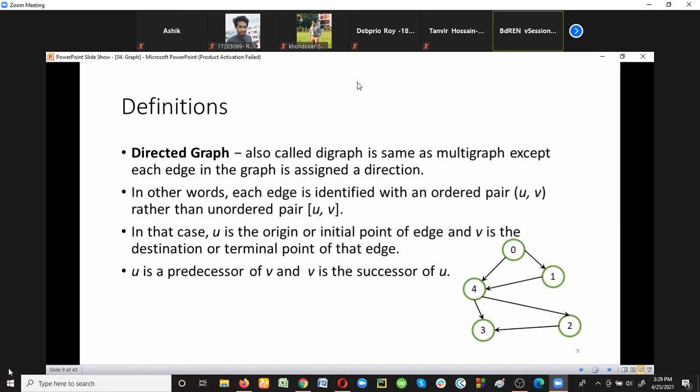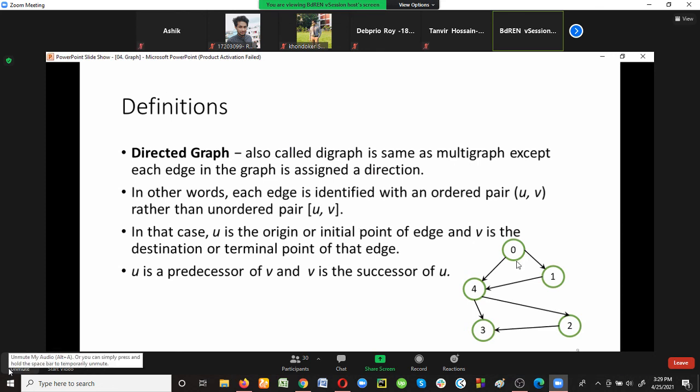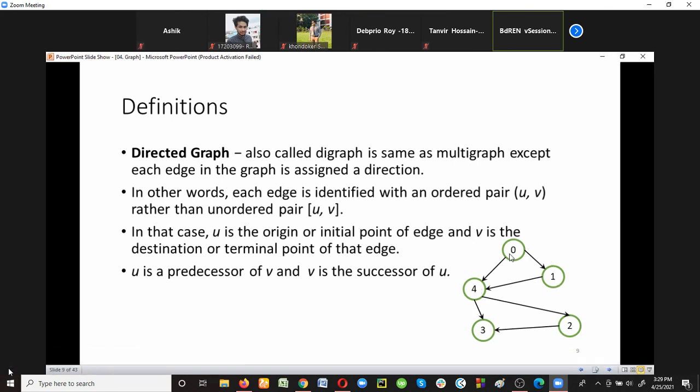Okay, what about the incoming degree? 2. The incoming degree is 2 because here there are 2 edges where the starting nodes are 4 and 1, but the end point is 0. That's why its incoming degree is 2. What about 3? What is the in degree and out degree of 3?